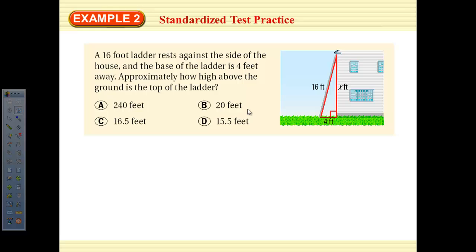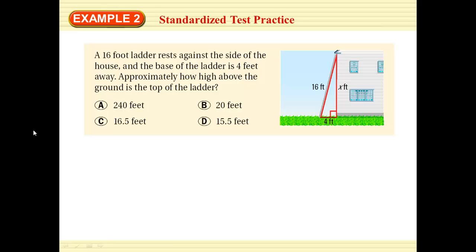So in this case, the ladder is resting against the side of the building, therefore the ladder should be this hypotenuse, because that's the ladder literally against the building. The base of the ladder is here, the bottom, and it's 4 feet away from the building. So we want to know how high above the ground is the top of the ladder. That's this side right here.